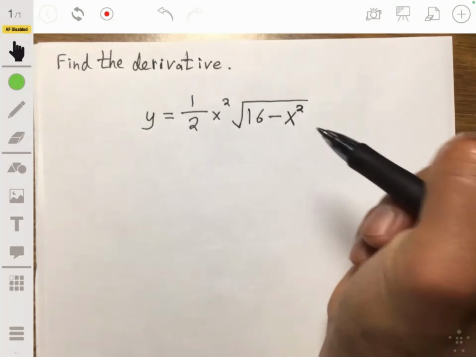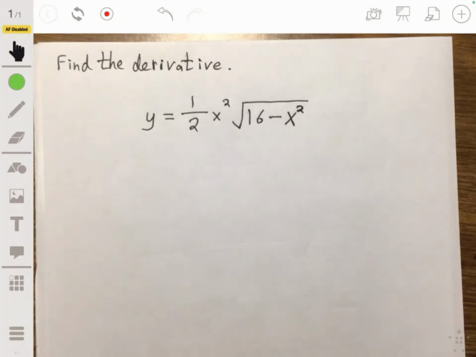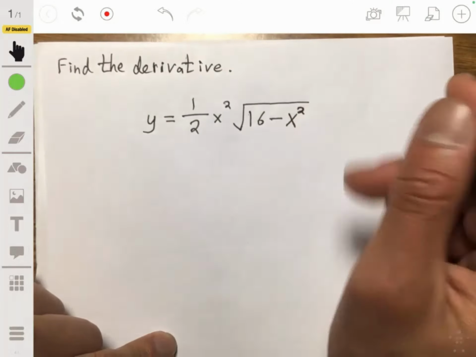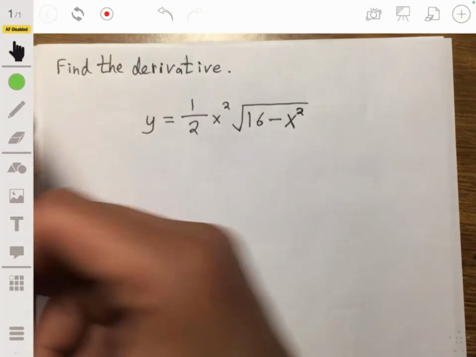All right, so let's go through another example of when we have to take the derivative of a function that involves multiplying and square rooting. These are the ones that, again, my students tend to struggle with at first. So let's see what we got.